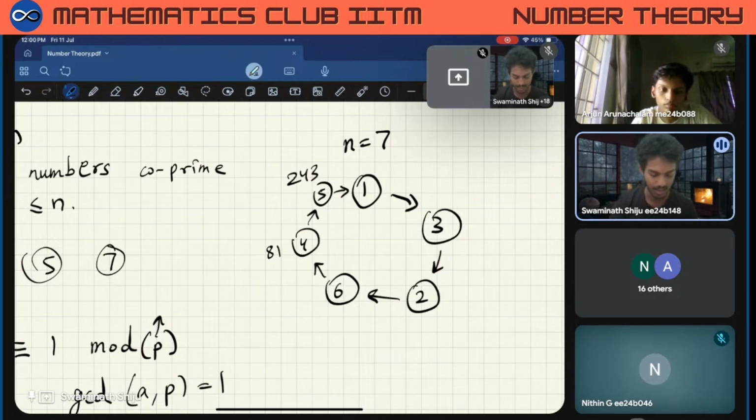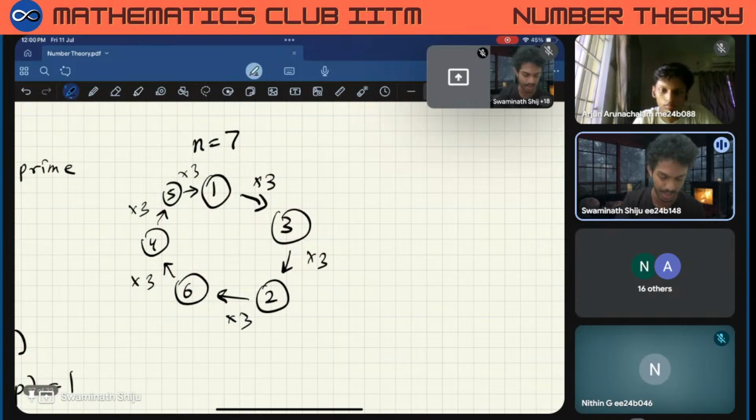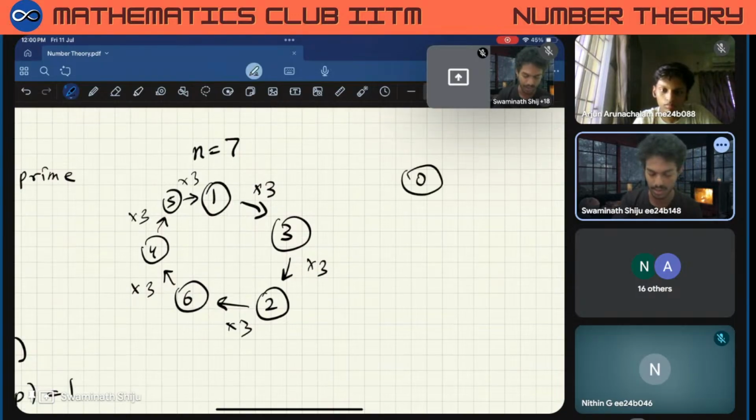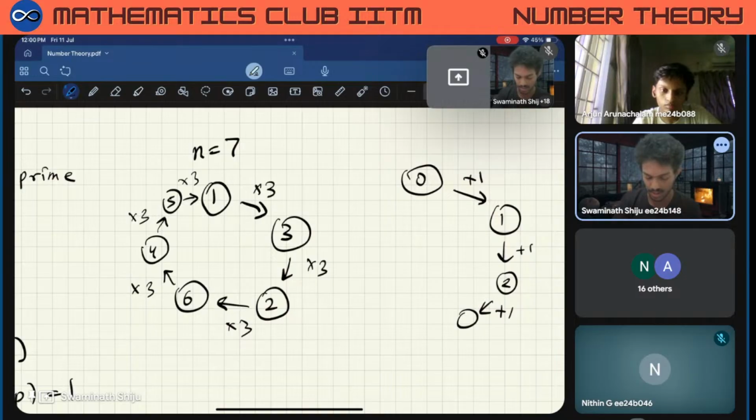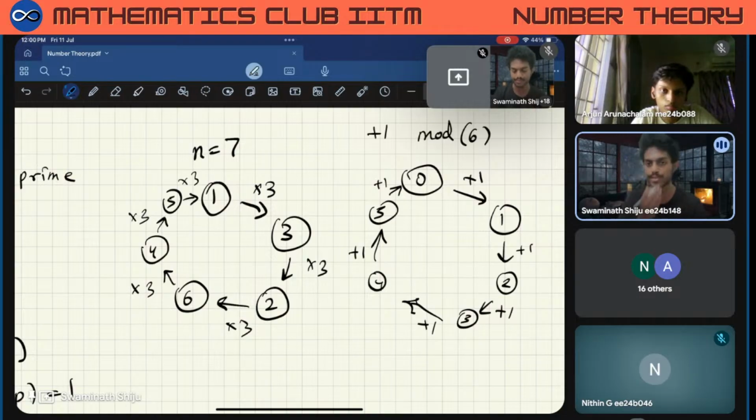Now, this being a cycle is very important. What we're doing here is times 3, times 3, times 3, times 3, times 3, times 3. Now, think about another loop I'm going to make. If you take 0, add 1, you get 1, add 1, 2, add 1, 3, add 1, 4, add 1, 5, add 1, 0. This is adding plus 1 in modulo 6, right? You can see how both of them look very similar.